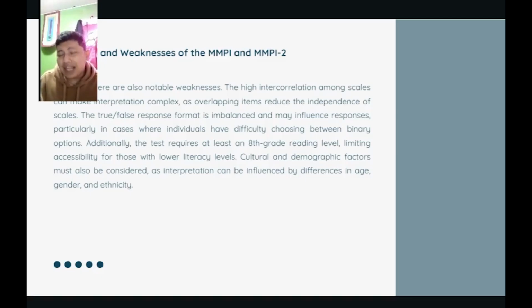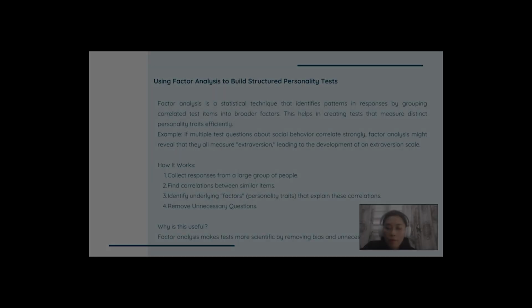You need to be able to read in order to answer it. That is a limitation, since education was a golden standard and not many had access to it. So for those with lower literacy levels, cultural and demographic factors must also be considered in interpretation. It can be influenced by differences in age, gender, and ethnicity.